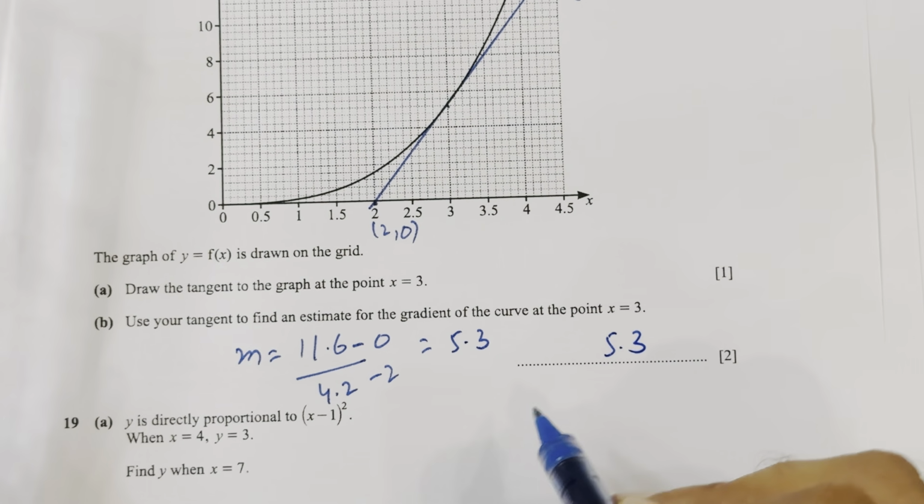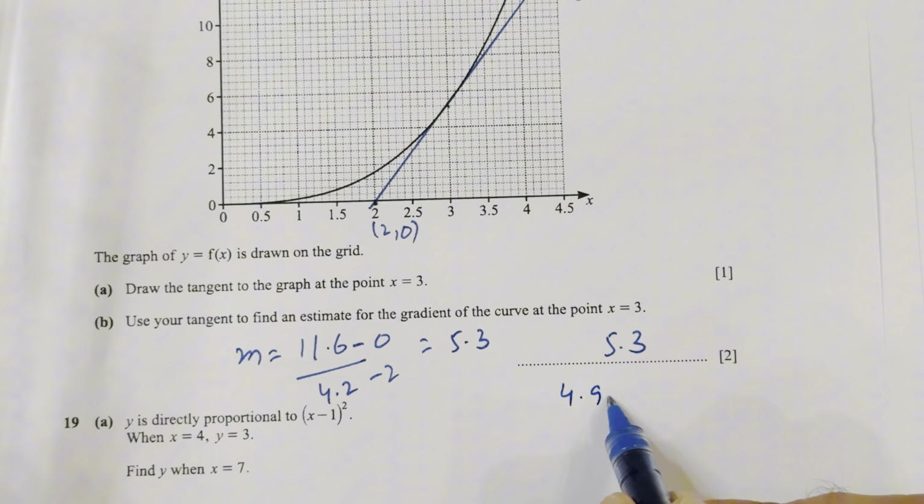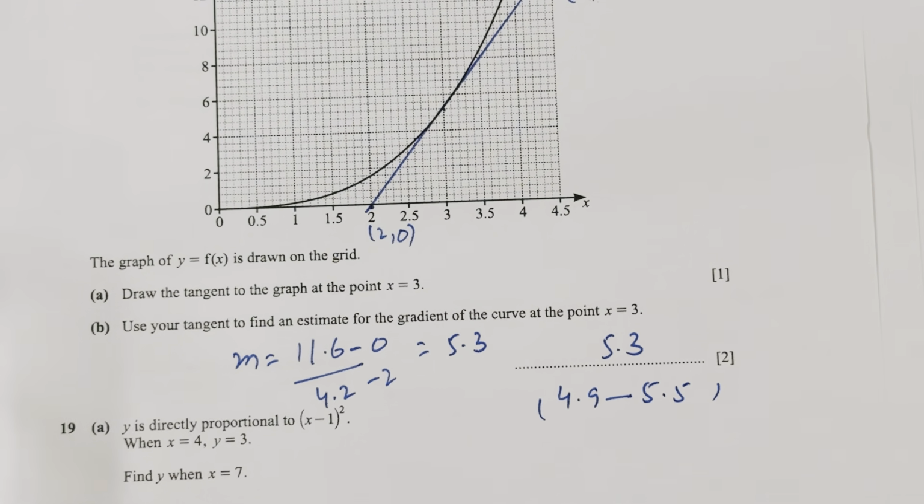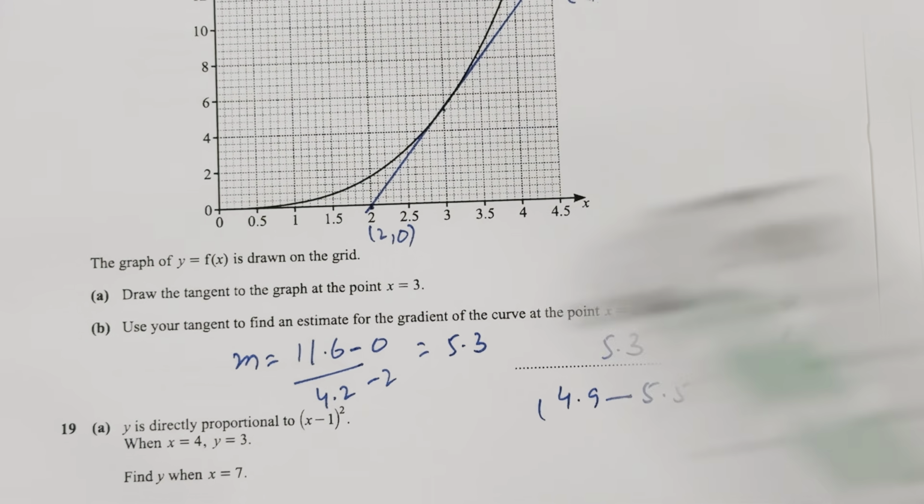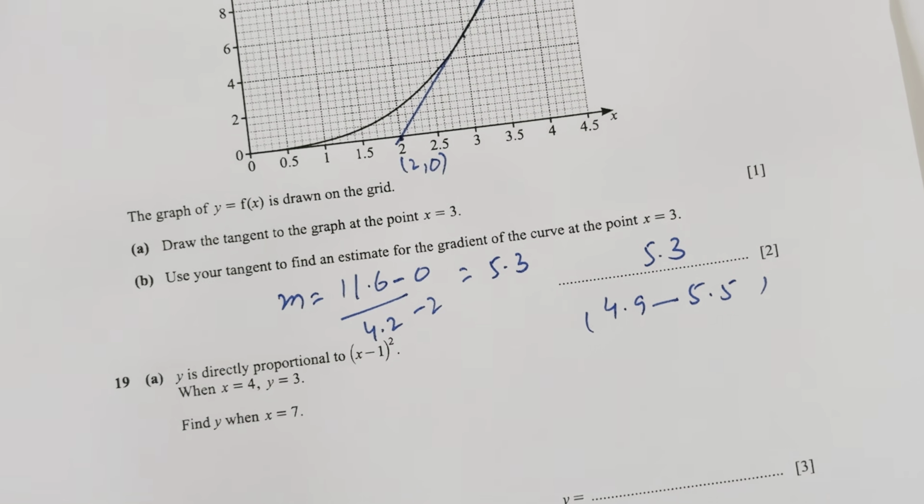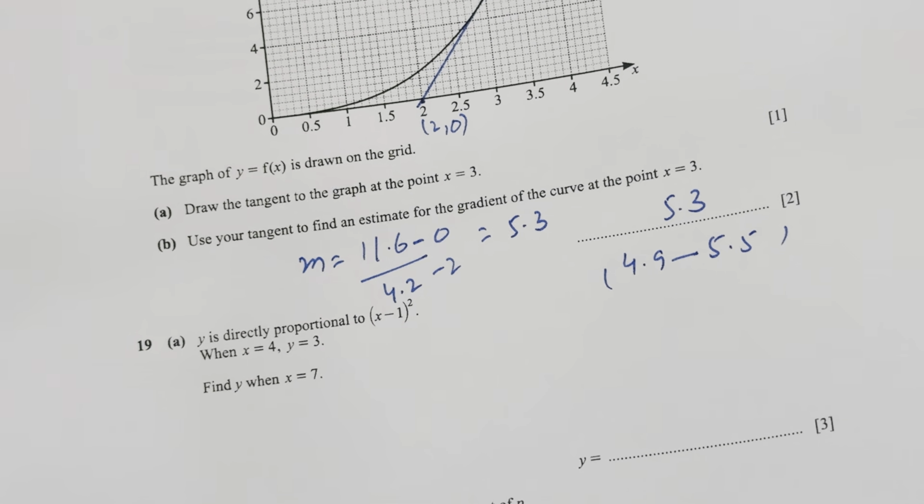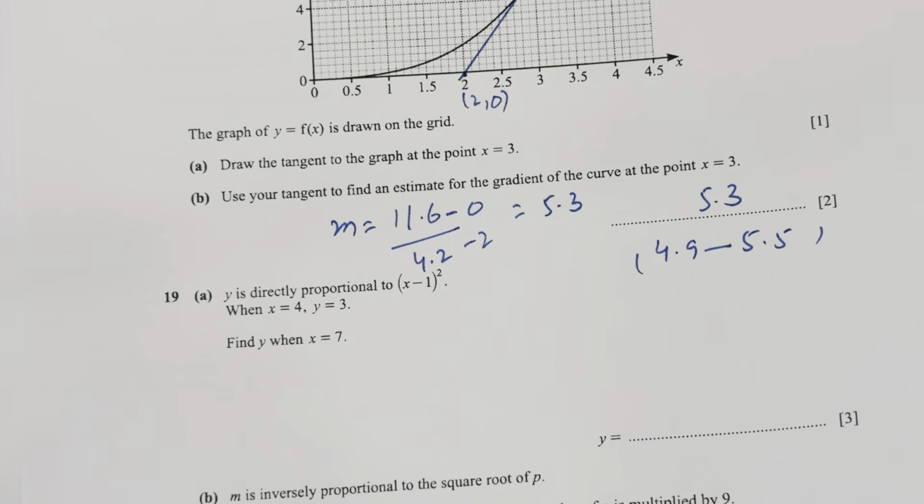The examiner is saying that any value that comes between 4.9 to 5.5 would be considered correct. So you don't need to get confused if your answer comes 5.4, 5.5 or 4.9, but 4.8 would be considered wrong, while 4.9, 5, 5.1, 5.2 would be okay.